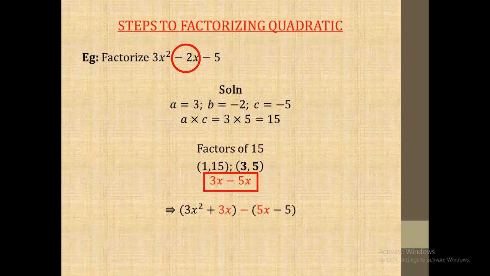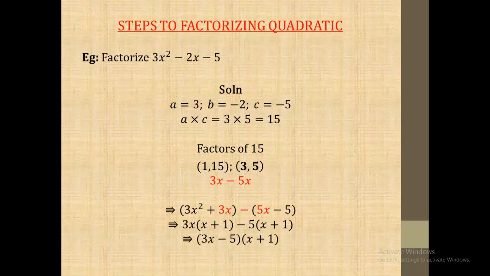In grouping, what is common with the first bracket? 3x is common. Bring 3x out, and you'll be left with x plus 1. With the second bracket, what is common? 5. You bring negative 5 out, so you'll be left with x plus 1. And then you can easily simplify by putting those that are outside into one bracket, since the two brackets are the same. If there's any confusion in any part, just let me know and I'll get back to you.